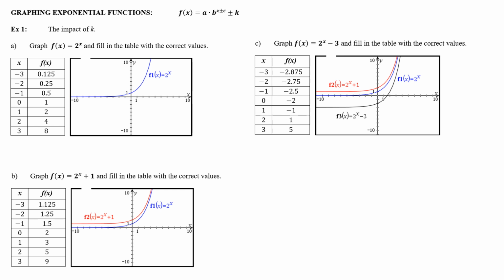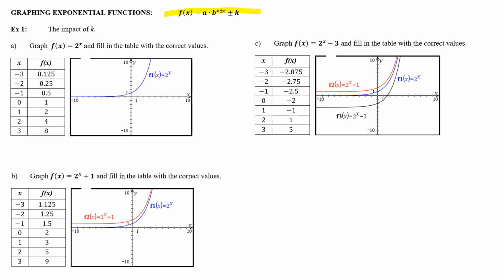So Target 9B is more about analyzing and taking a look at what the graph of exponential functions look like. We'll start with the general equation for exponential functions, which is f of x equals a times b raised to x plus or minus c, and then plus or minus k.